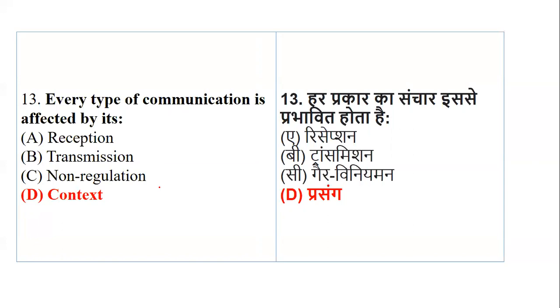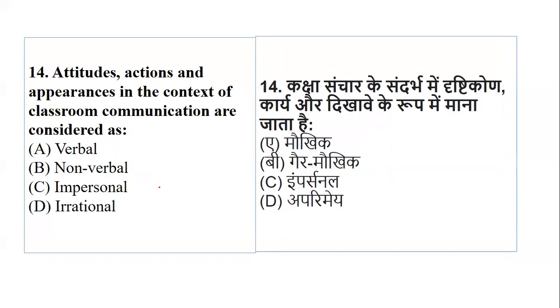Now attitude, actions, and appearance in the context of classroom communication are considered as what? So when we talk about the attitude, the actions, or the appearance in the classroom communication, it indicates what? Verbal, non-verbal, impersonal, or irrational communication or context. So basically, when we talk about attitudes, actions, and appearance, it is more focused on non-verbal communication.